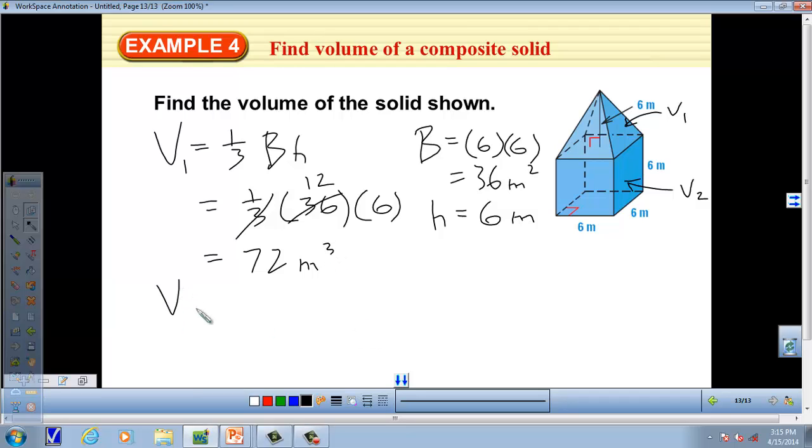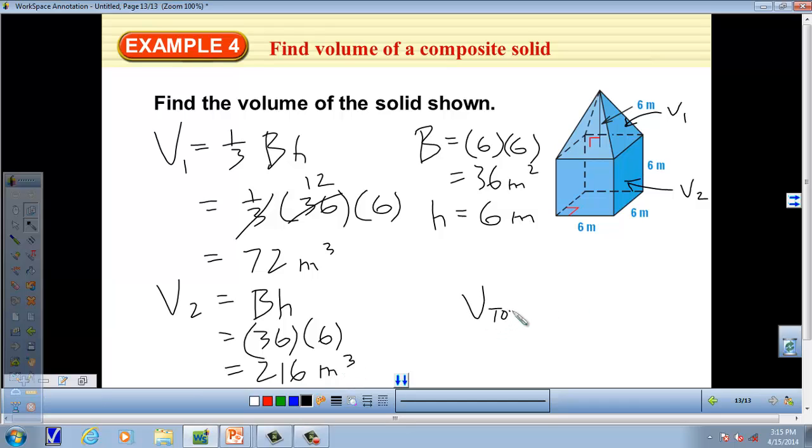Okay, for volume 2, it's going to be area of the base times the height. You notice the area of the base is the same and the height is the same. So in this case, we would get 36 times 6, and that gives us 216 cubic meters. Now we're going to find the total volume. Total volume would be volume 1 plus volume 2. So in this case, it would be 72 plus that 216. And if we add those together, we would get 288 cubic meters. Okay?